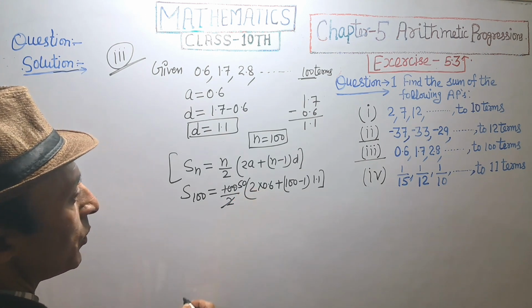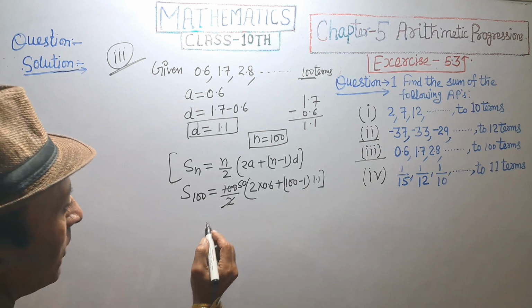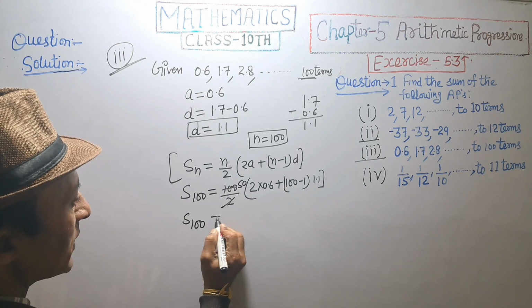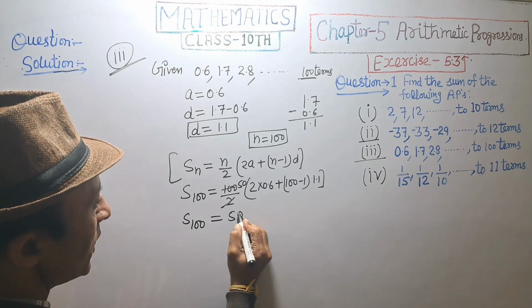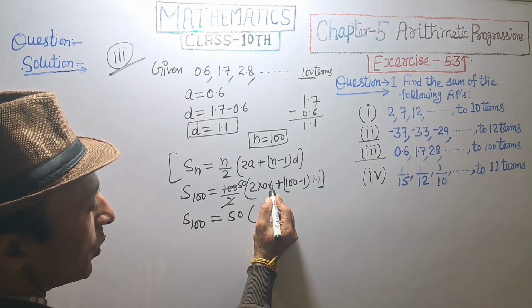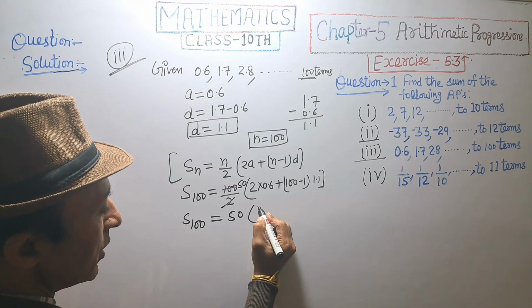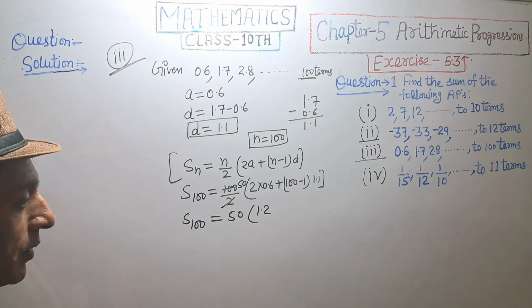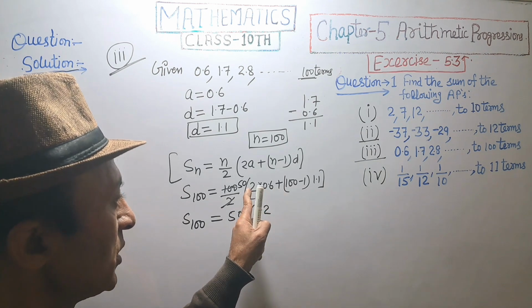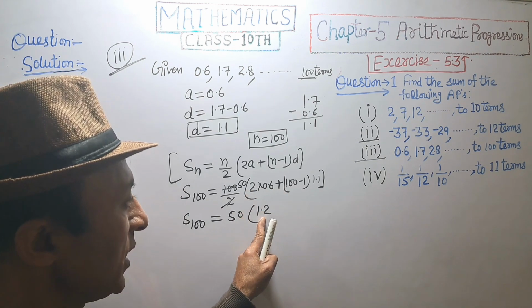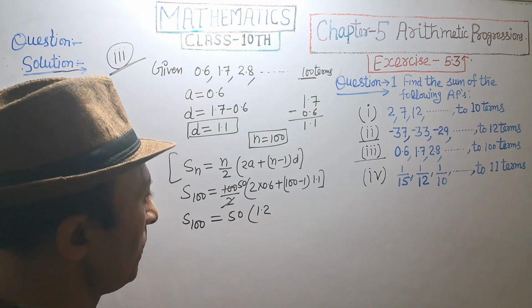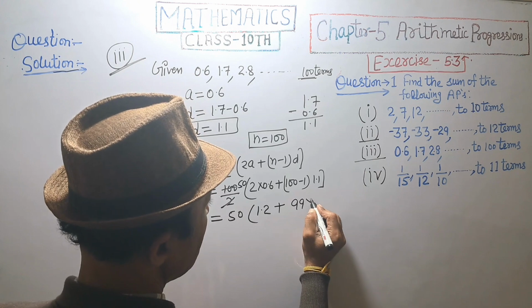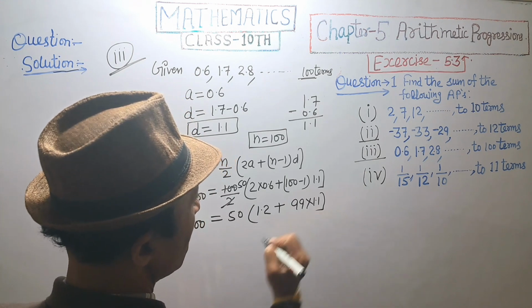100 divided by 2 is 50, and 2a is 0.6 multiplied by 2, the answer is equal to 1.2, plus 99 multiplied by 1.1.